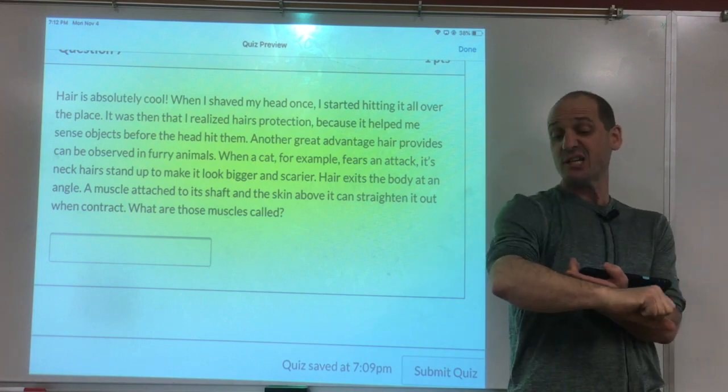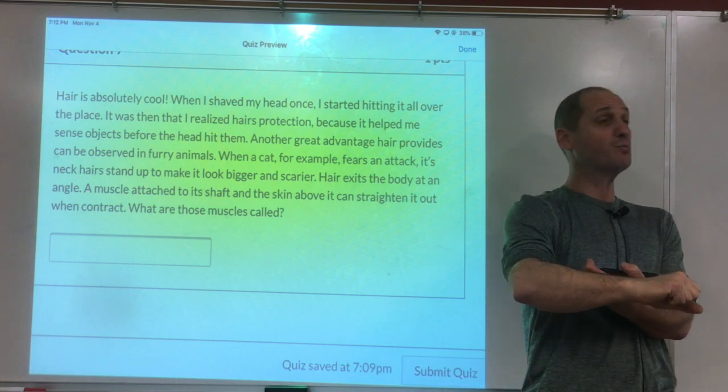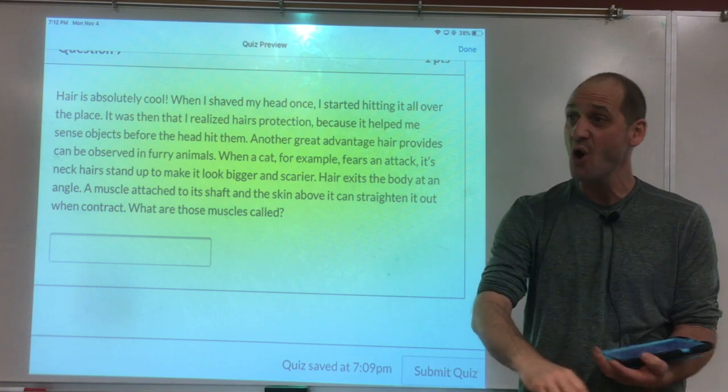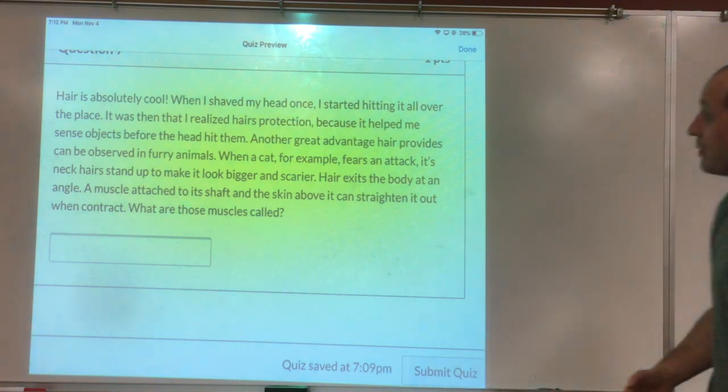Now, if my hair stands up here, I don't know if you think I've got much more muscle underneath and you're scared of me, because there's not that much hair. But if I were all furry, it probably would do that a little bit.